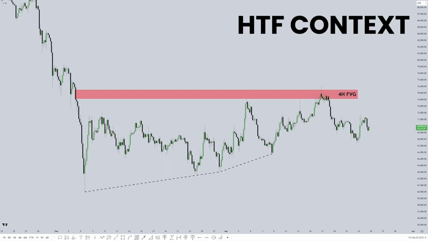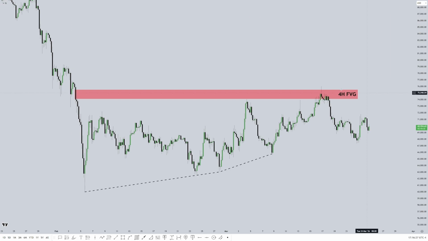Starting with the 4-hour chart, price trades into a clearly defined fair value gap which sits above the current price, as we can see right here. This area represents an inefficiency left behind during a previous downside expansion, and it's a common area where price may retrace into before continuing lower. As price trades into this zone, we begin to see a rejection forming at the highs, indicating that the market is not accepting higher prices within this area. This creates the foundation for a potential continuation lower.